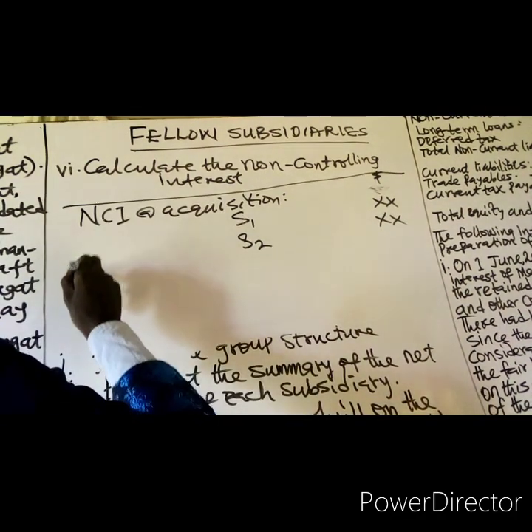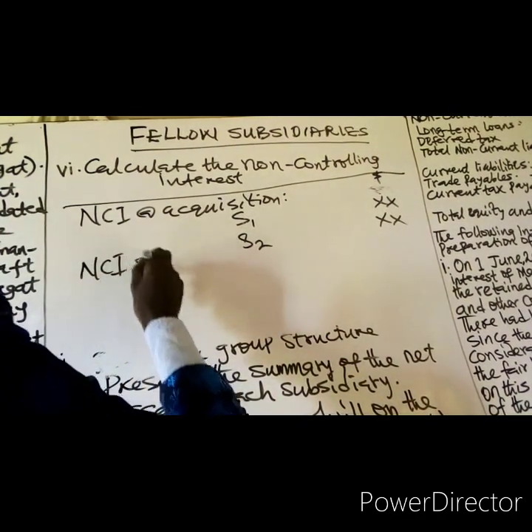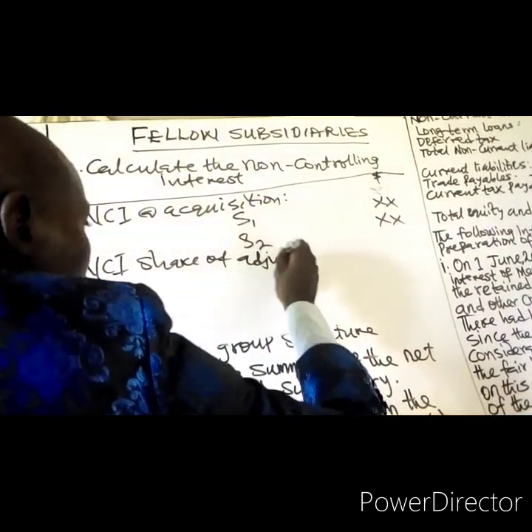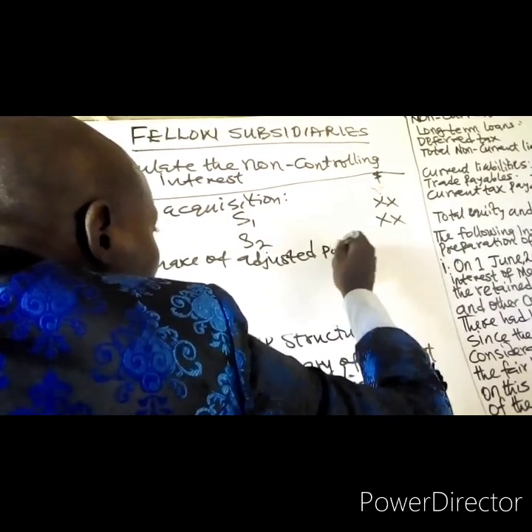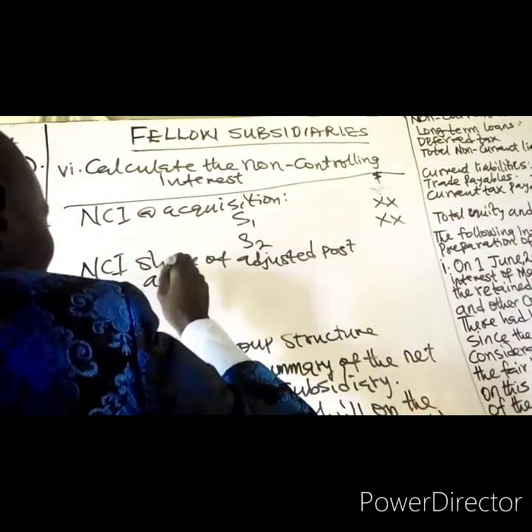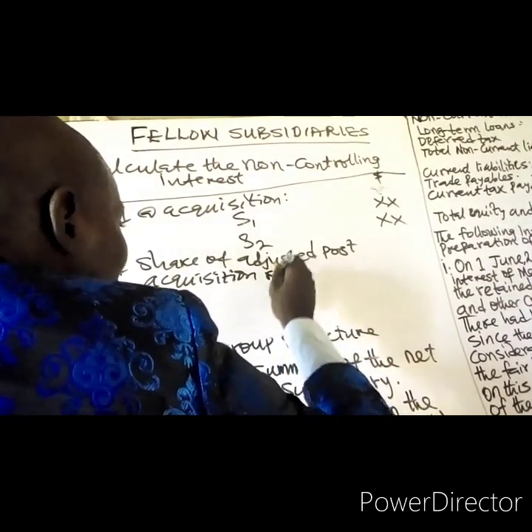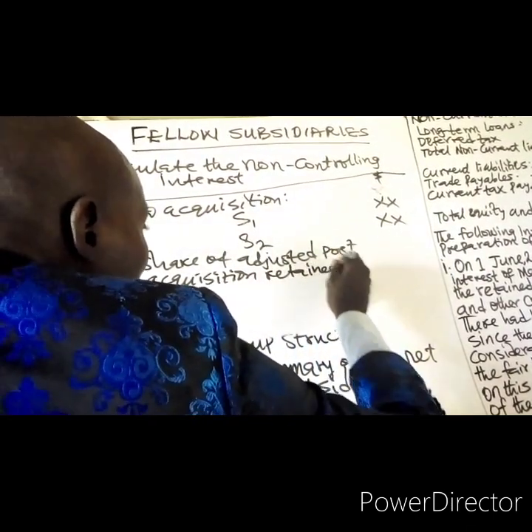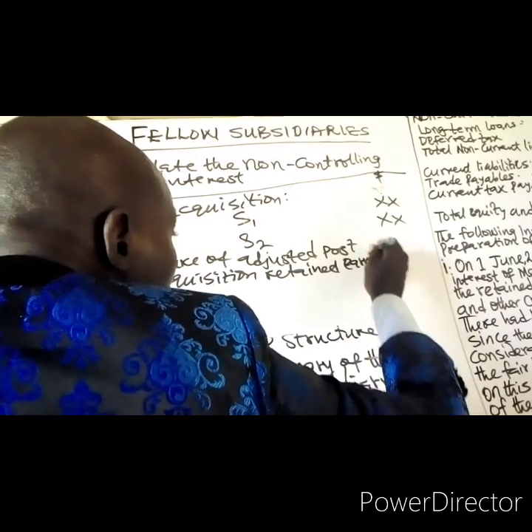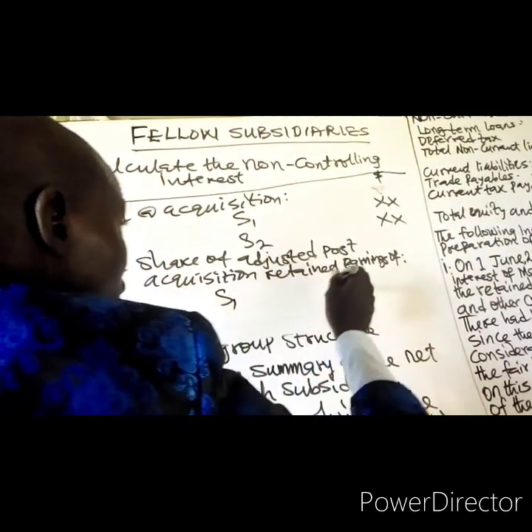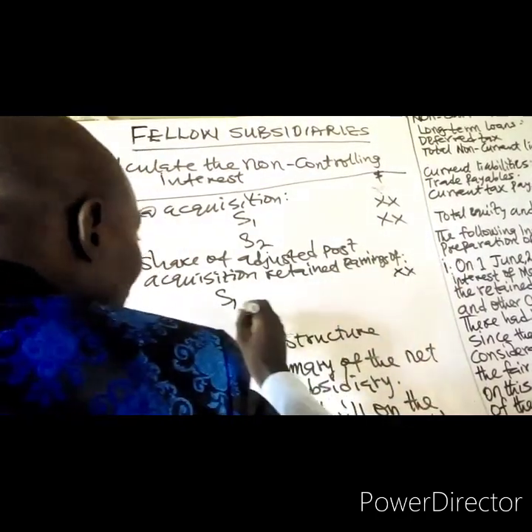So we now have NCI share of adjusted post acquisition retained earnings of S1, then that of S2.